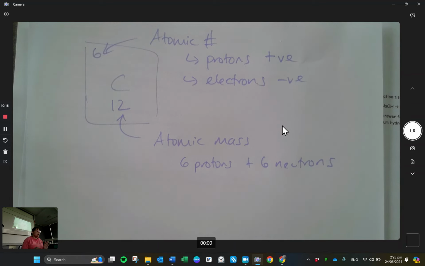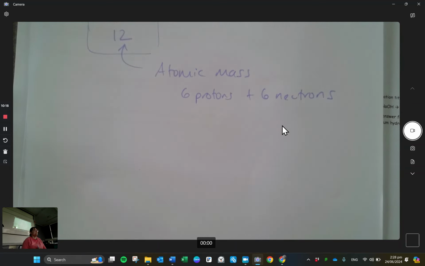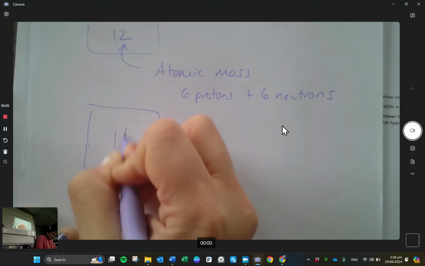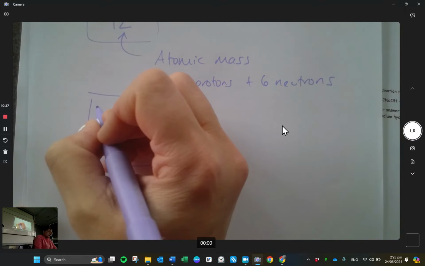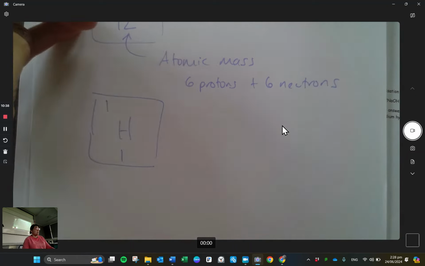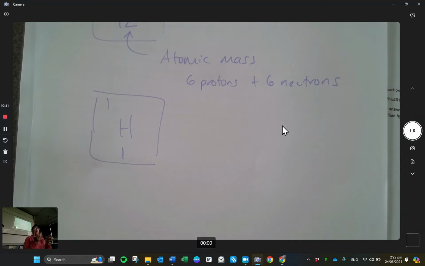All right, if I looked at another atom on the periodic table, say, for example, hydrogen, because it's a nice tiny atom, it has an atomic number of 1, and its atomic mass number is also 1. So what that tells me is that it only has 1 proton. Now, if I was trying to compare carbon to hydrogen and I was just weighing it as 1 gram, 1 gram of carbon means something very different from 1 gram of hydrogen because they are not the same size.